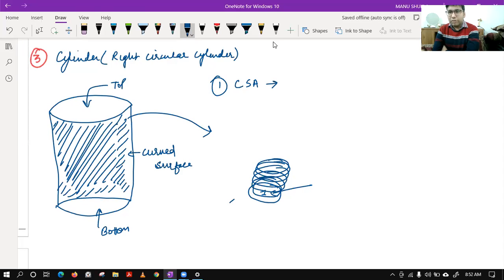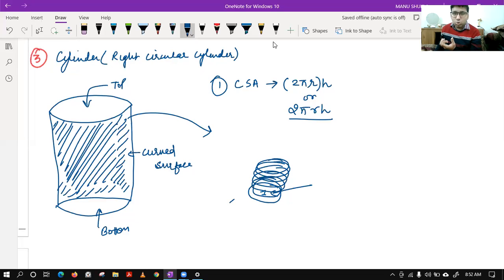Okay, the formula for curved surface area is very simple. It is the circumference of a single coin, that is 2 pi r, multiplied with the complete height of the stack of coins, that is h. So you can say it is 2 pi r h. I hope this point is clear to everyone, how we derived this formula.